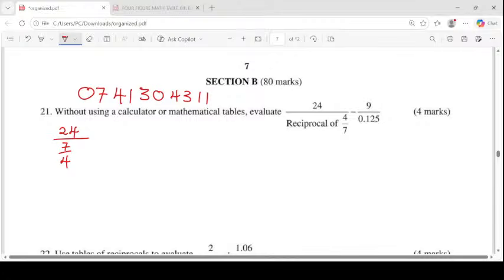That is exactly what that particular part means. We can manipulate this. This can be written as 24 divided by 7 over 4, which is like saying 24 times 4 over 7. And if that is the case, this becomes 96 over 7. That fraction part becomes 96 over 7.